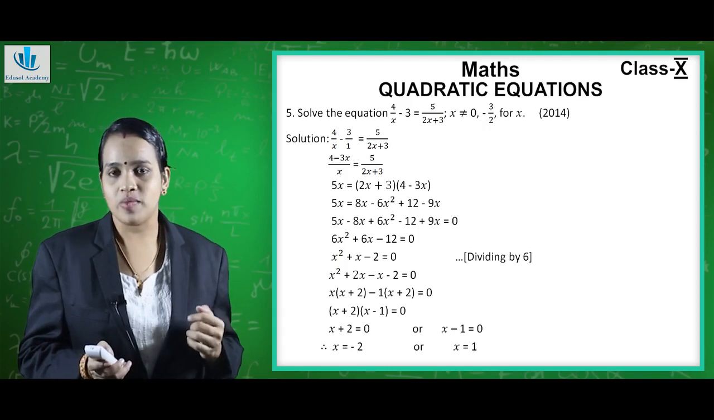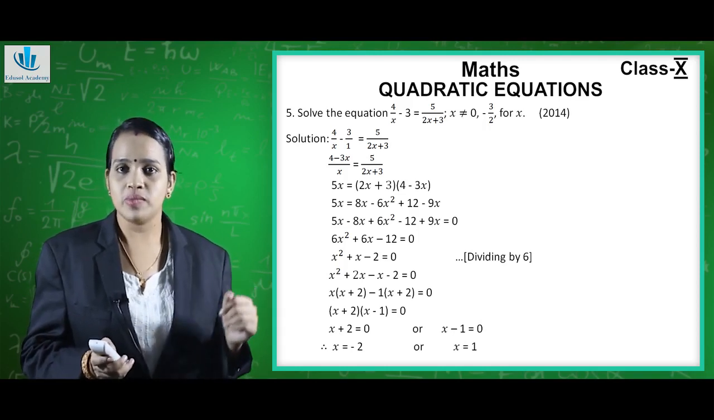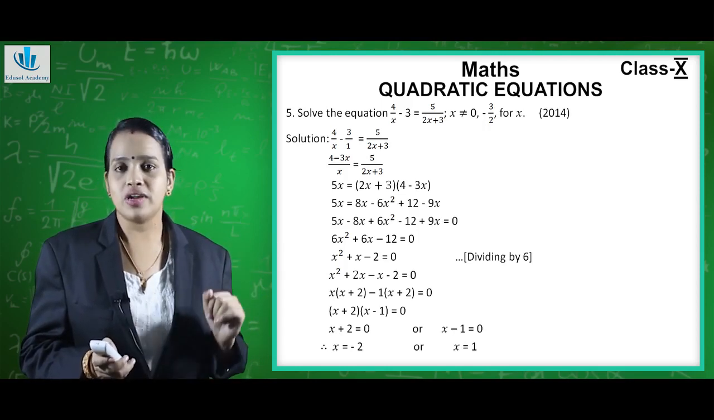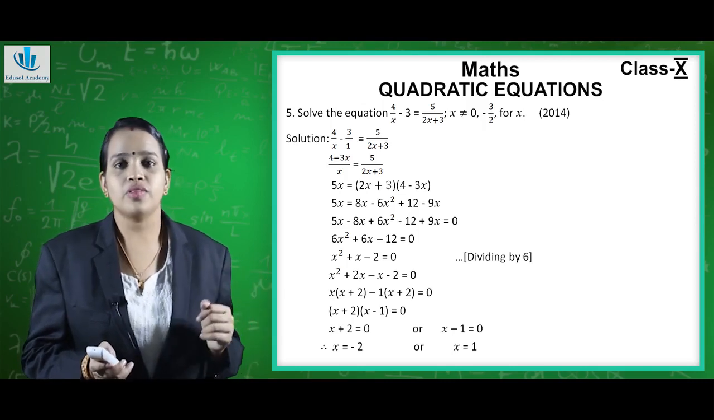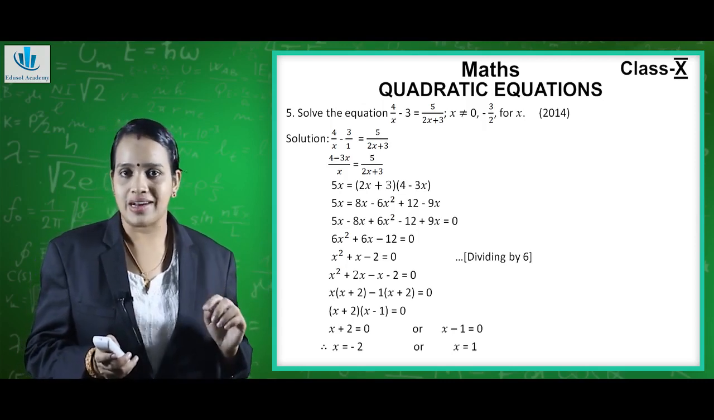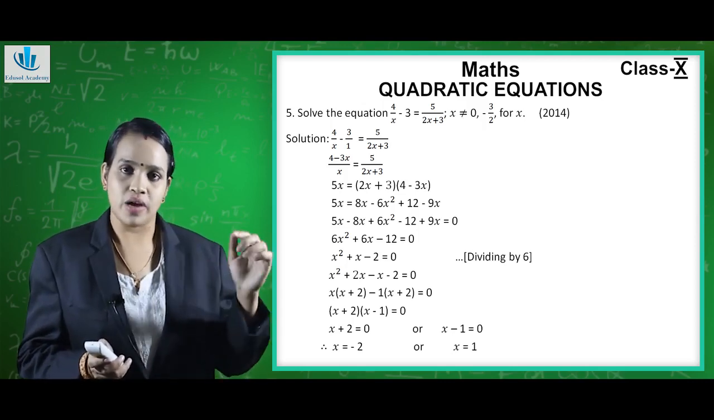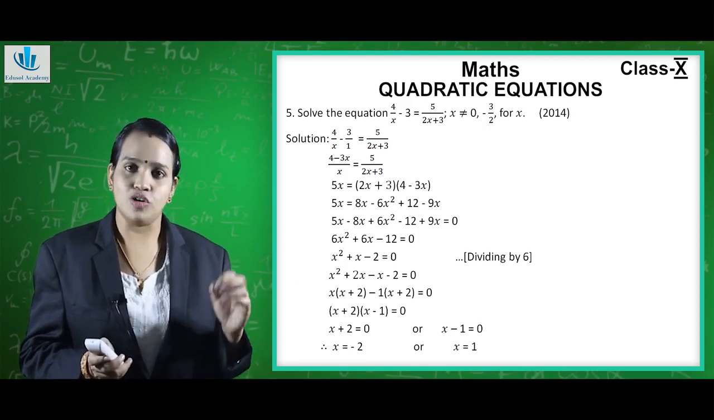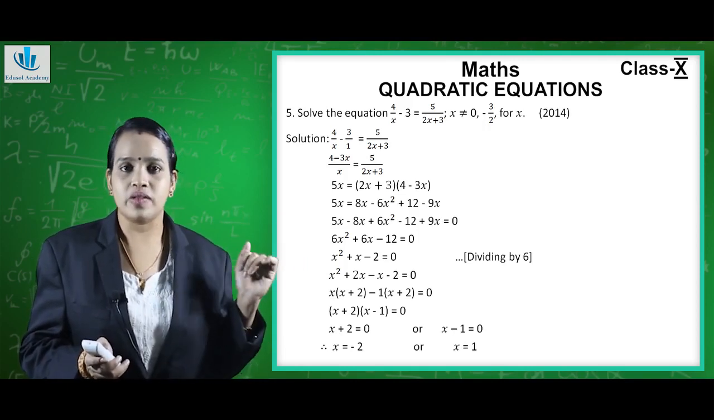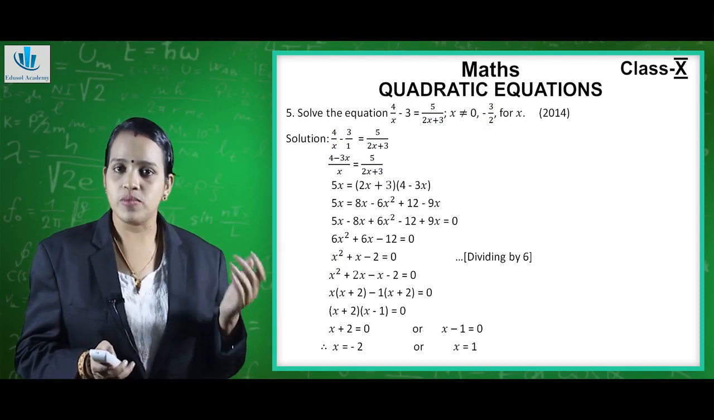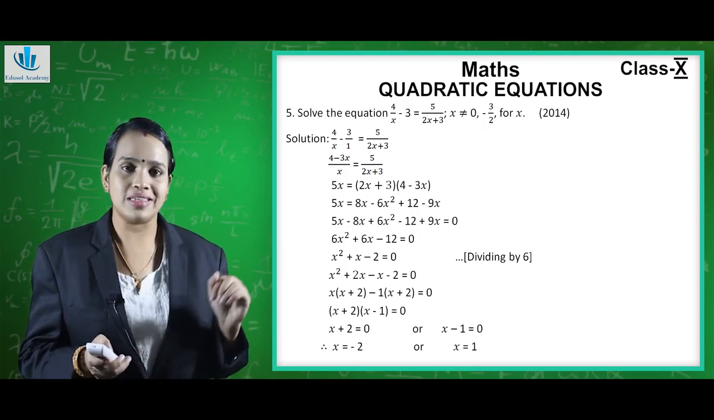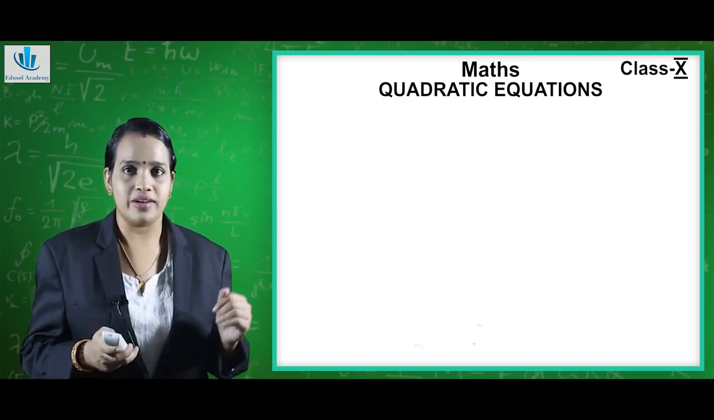We will take x as common, so it becomes x into what remains, x plus 2, minus, here we will take 1 as common, so 1 into what remains, x plus 2, which is equal to 0. Now we will put it in brackets, so x plus 2 is common, so only one time we will write it, x plus 2, and x minus 1 in the other bracket, which is equal to 0. Now we will separate it, so it becomes x plus 2 is equal to 0 and x minus 1 is equal to 0. So plus 2 becomes minus 2, so our x is equal to minus 2, and minus 1 becomes plus 1, so x is equal to 1.